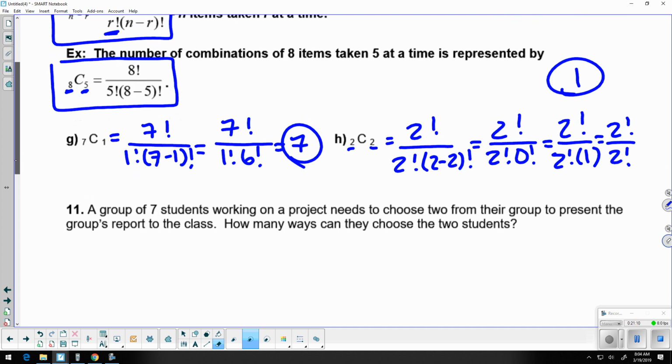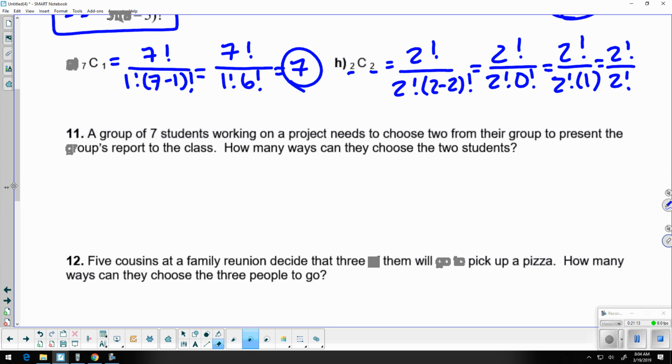Okay? So for 11, this is an example of a combination. It says a group of 7 students working on a project needs to choose 2 from their group to present their group's report to the class. How many ways can they choose the 2 students? So again, 7 people are working on the project, and 2 of them have to go present the project. Okay, they're not saying the top 2 students in the group, or the 2 best performing students or anything like that. If that were the case, then it would be a permutation. But we're just saying that 2 students out of this group of the 7 have to go present. So that makes it into a combination.